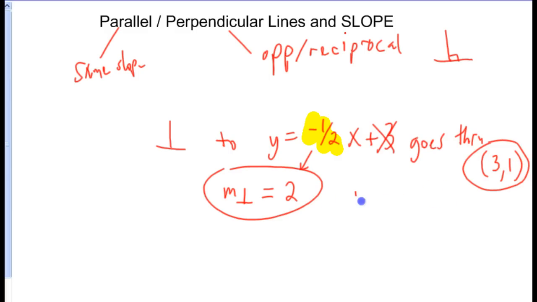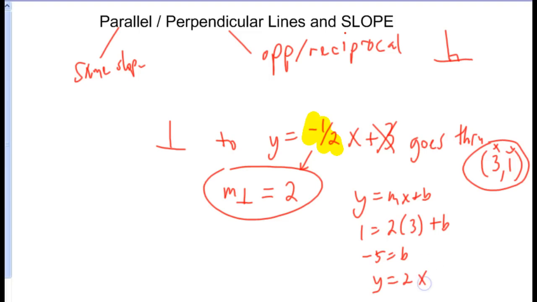So we could use a number of different methods. One would be the y equals mx plus b method, where we plug in y and x and m. So it would be 1 equals 2 times 3 plus b. And so that would be, let's subtract 6, we get negative 5 equals b. So my final equation would be y equals 2x minus 5.